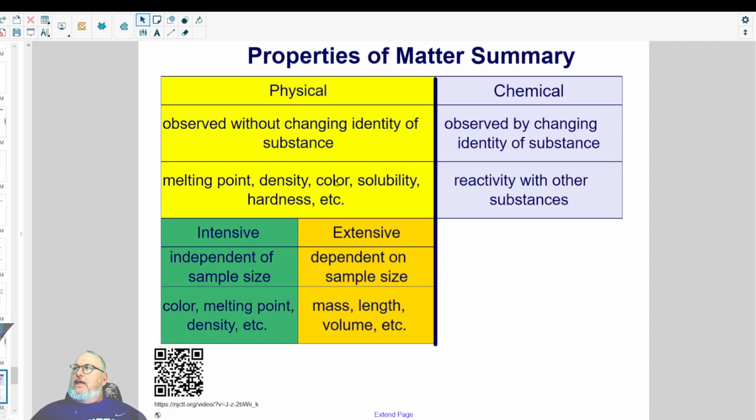All right. A chemical change, you observe it by changing the identity of a substance. Something like the reactivity with other substances and what happens.